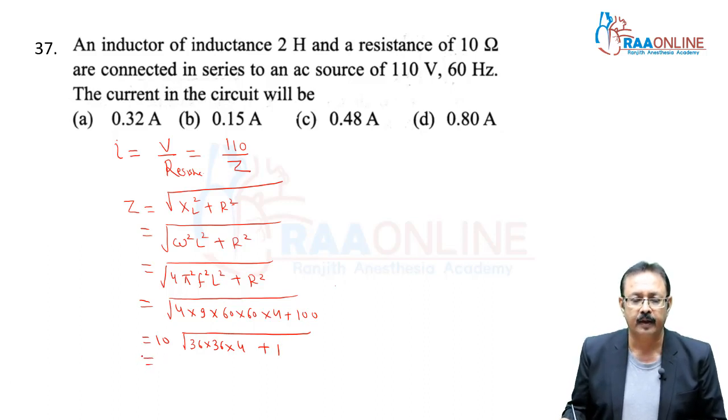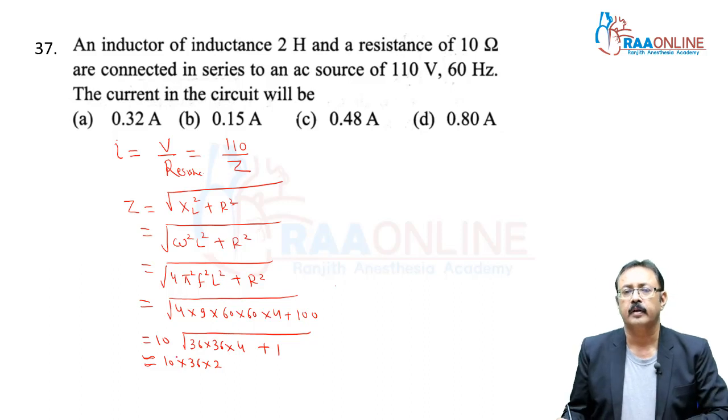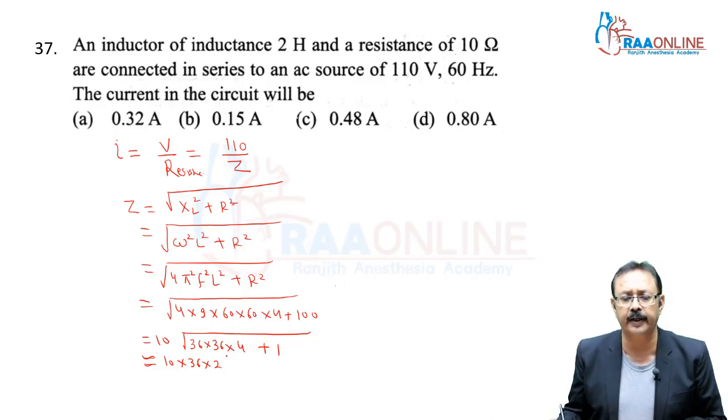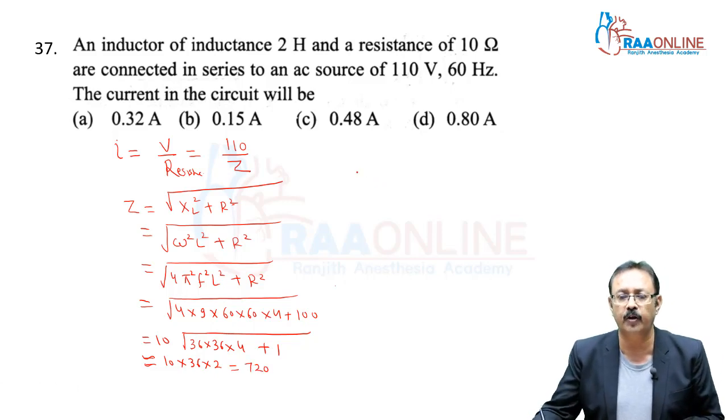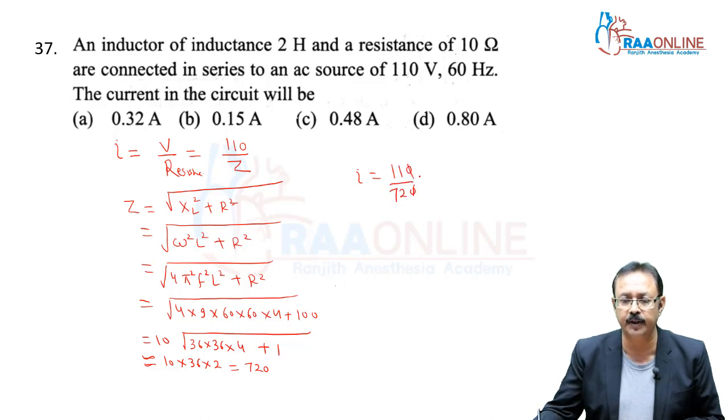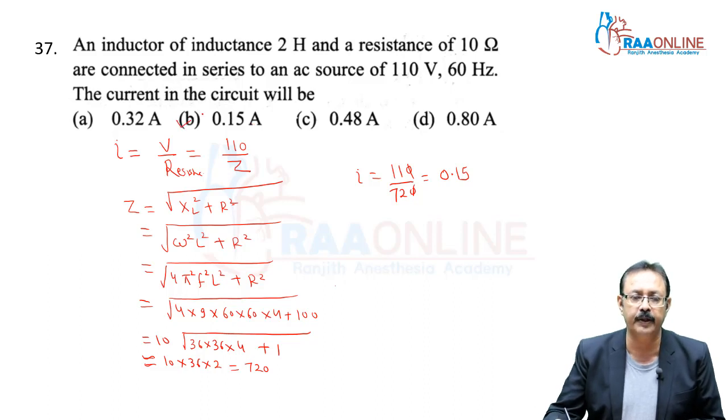So what you will get? Nearly 10 into 36 into 2. So what we are getting now? We are getting now 720. So what should be the value of I? 110 by 720. Cancel 0 with 0. If you divide 11 by 72, we will get nearly 1.15. So we are going with option B.